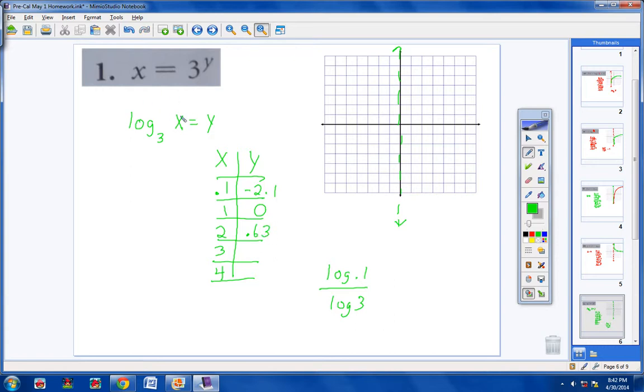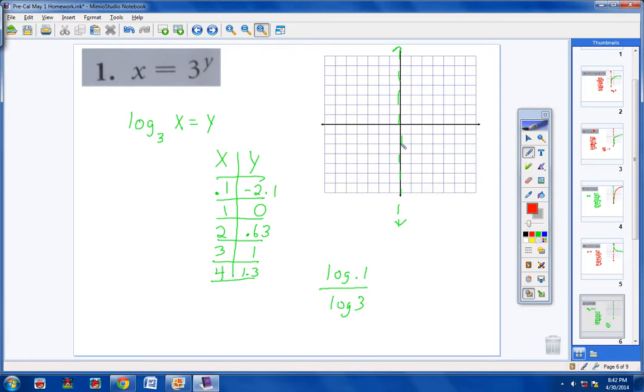Now we're going to put a 3 in for x right here, a 3, okay? And log of 3 divided by log of 3, enter, will give you a 1. And then we're going to put a 4 in for x right here. So log of 4 enter divided by log of 3 enter will give you 1.3. So we are ready to go ahead and graph this now.